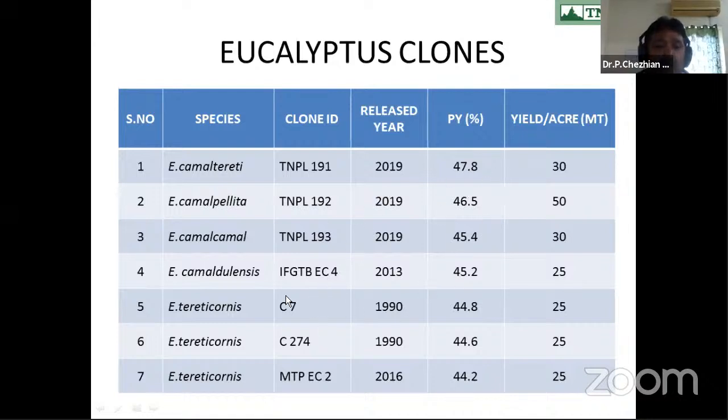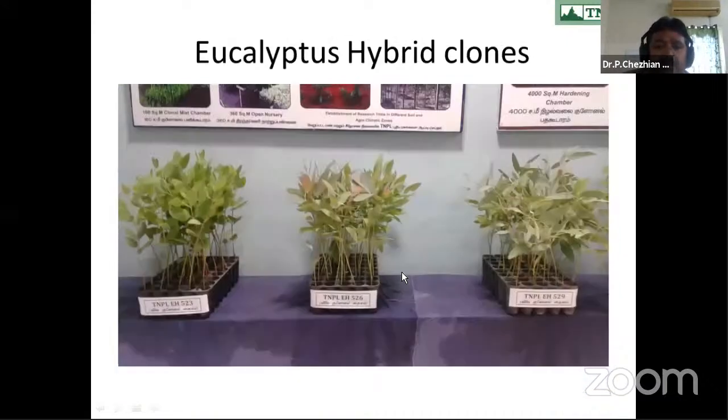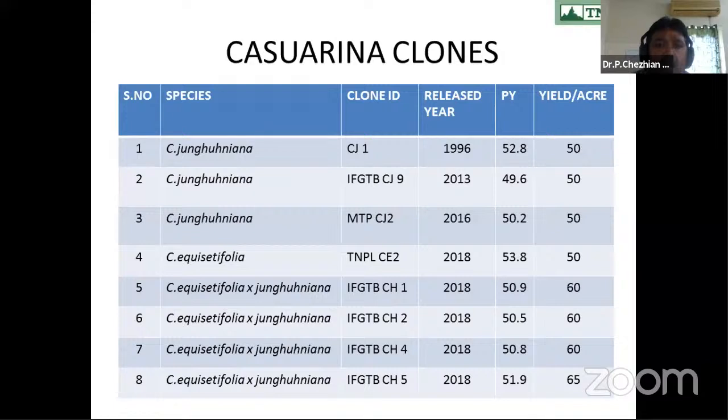Similarly, IFGTB has also released a lot of clones. In that, IFGTB released a saline tolerant clone, and C7 274, and Metropolitan Forest has released the EC2 clone. These are the clones we are currently promoting to farmers. These are the clones we are producing and supplying to farmers. And these are the cashew clones we are producing and giving to farmers.